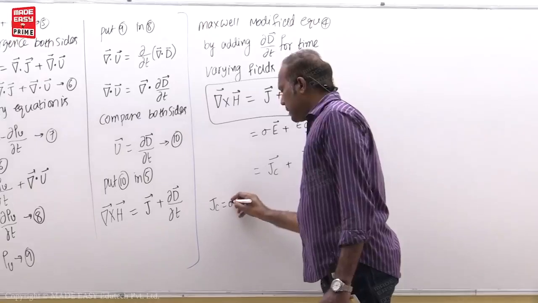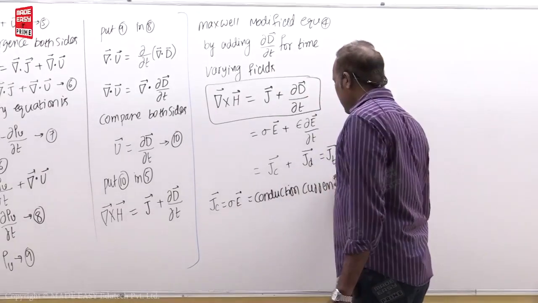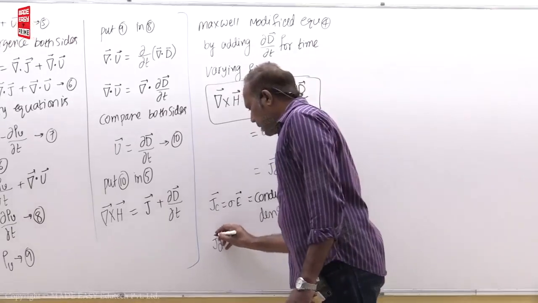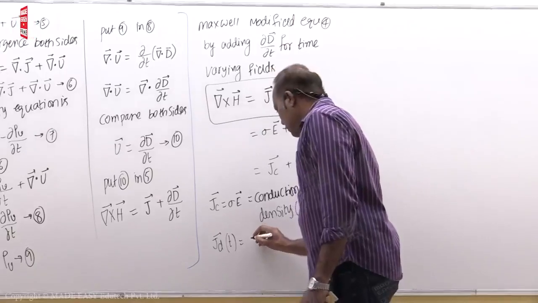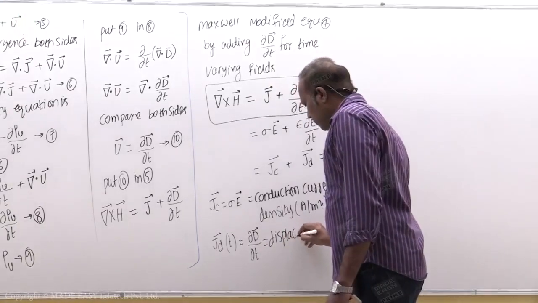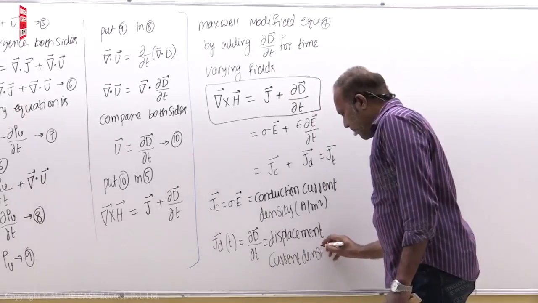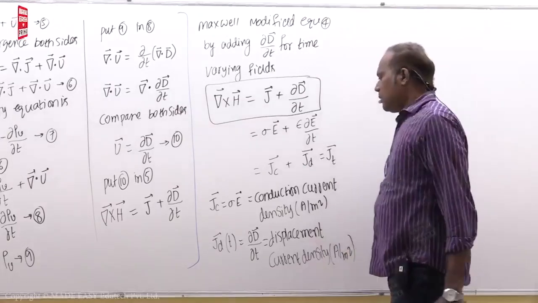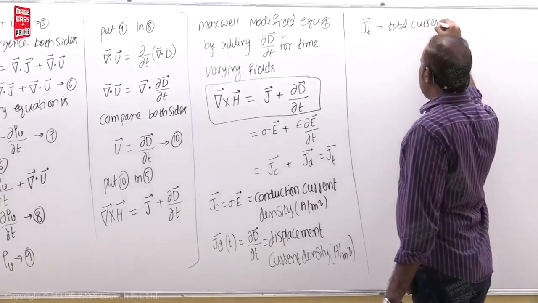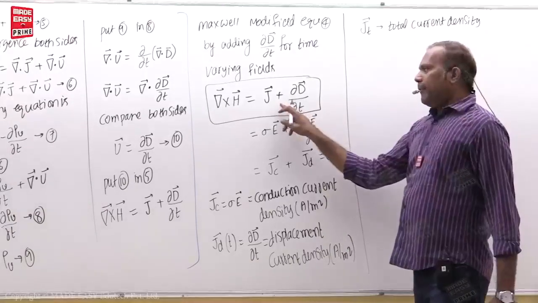Here Jc is equal to sigma E bar. This is conduction current density, so the unit is ampere per meter square. Then Jd bar in time domain is equal to dou D bar divided by dou t, where D is equal to epsilon E. So this is called displacement current density. Now Jt bar is total current density actually. Okay. So anyway, I will be writing these equations.